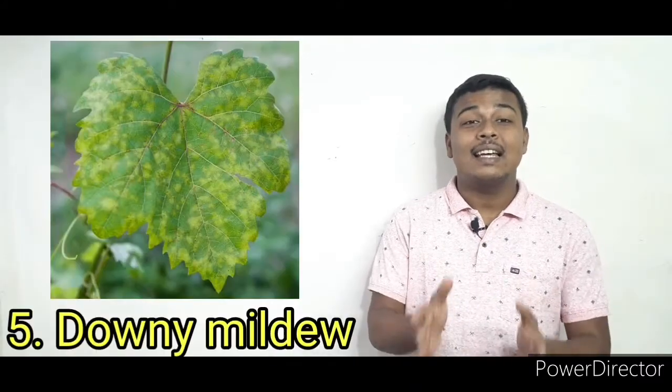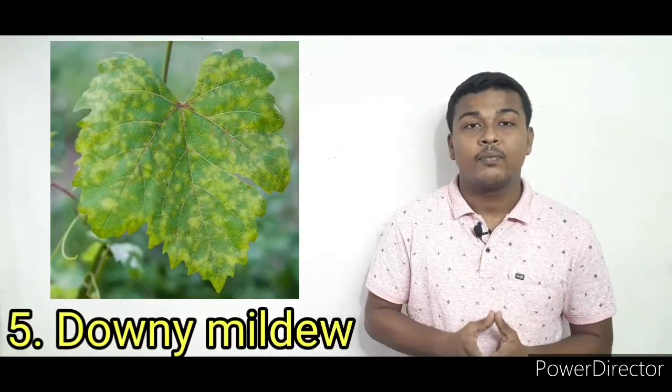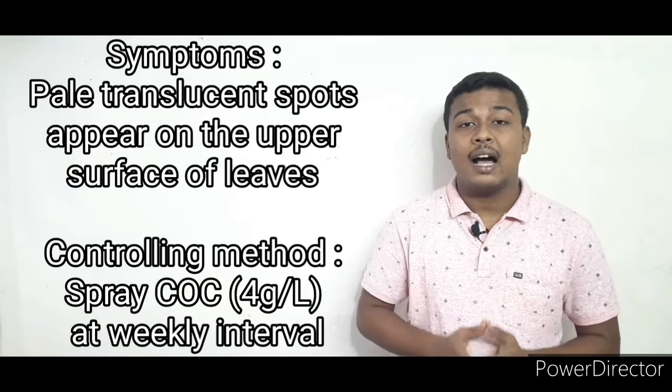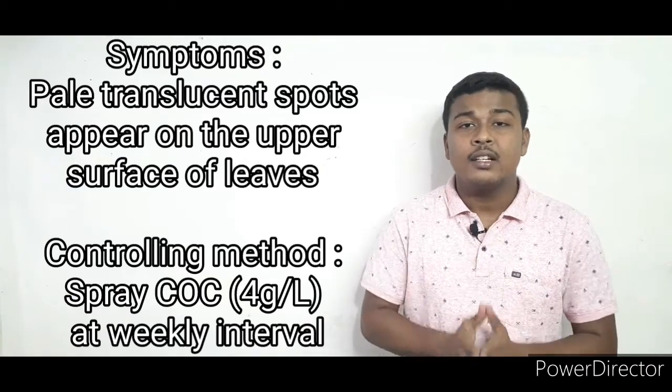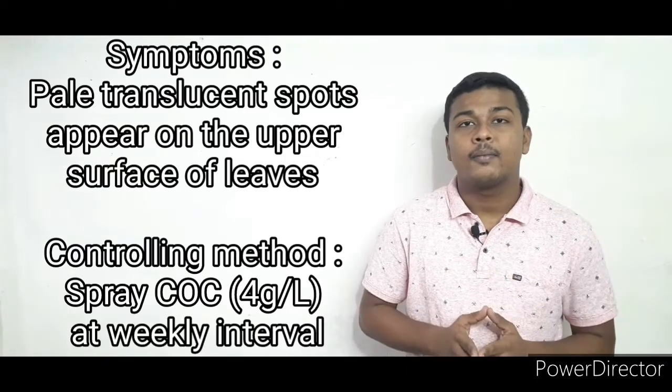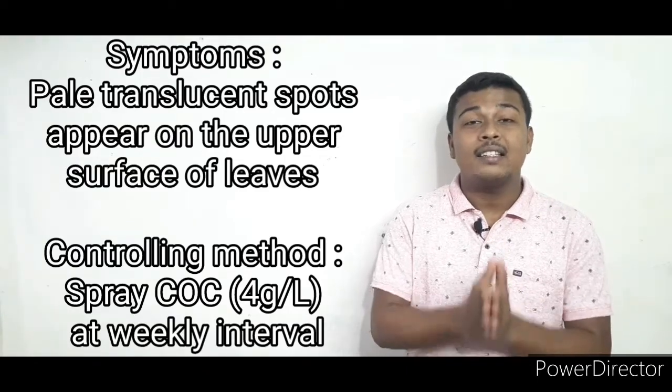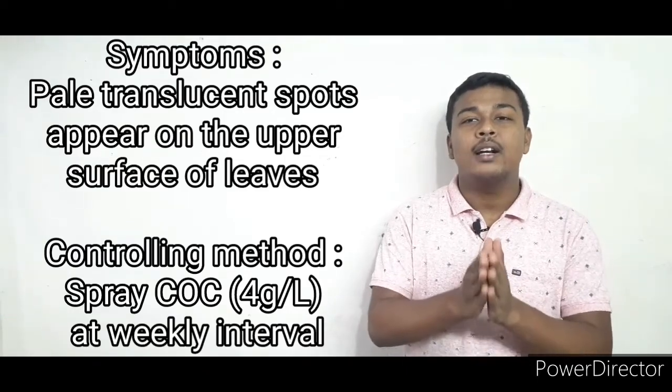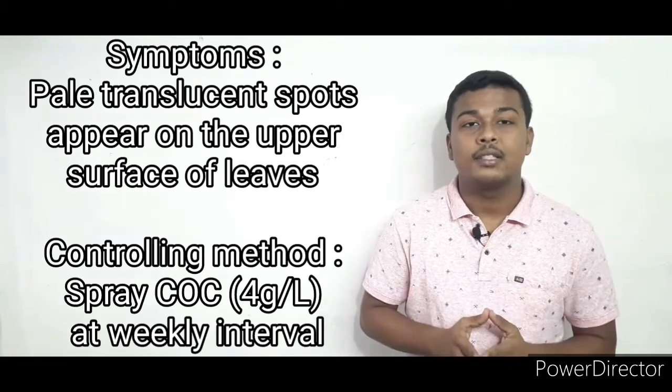The next kind of disease is downy mildew, and the fruit crop affected by this kind of disease is the grapes. The symptom of this disease are pale translucent spots appear at the upper side of the leaves. And to control this, spray COC at 4 gram per liter at weekly intervals.